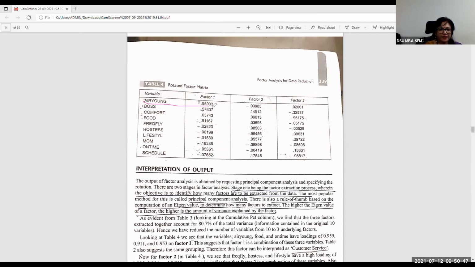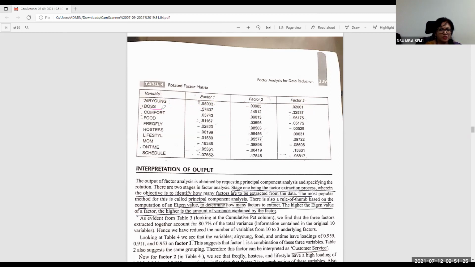So aircraft is young. This variable has 0.95933 in factor one, but its score is minus 0.03985, a very low score in factor 2, and positive but low score 0.02 in factor 3. So aircraft being younger should be in factor 1. So we keep air young in factor 1. All right, so air young will be in factor 1.